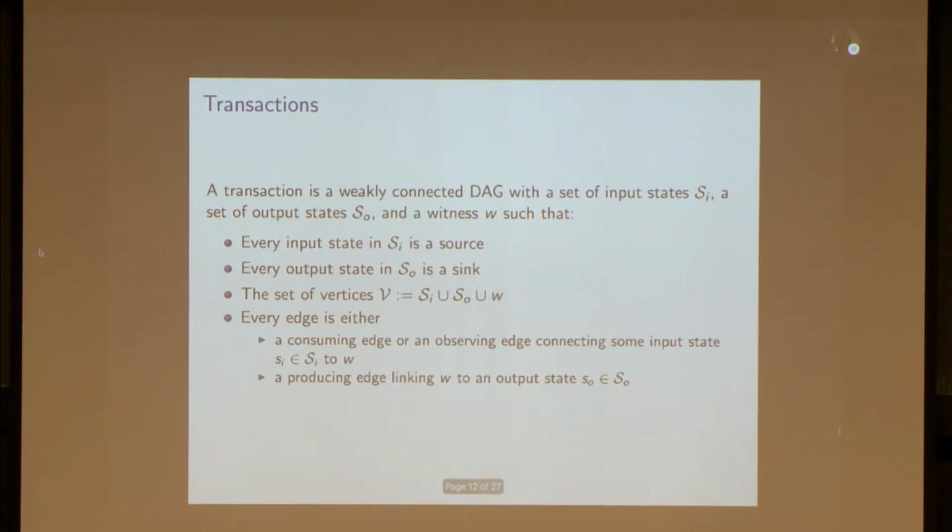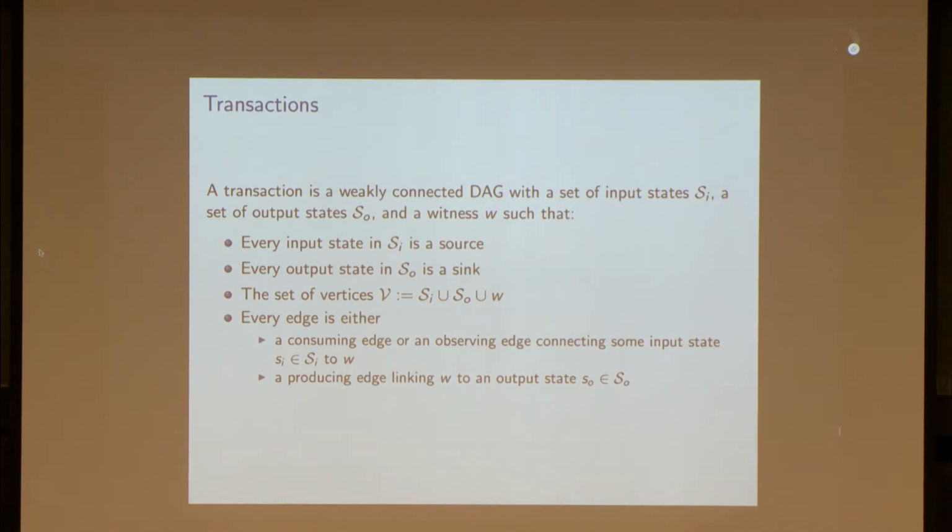Once we have defined vertices and edges, the other main part of our model is transactions. A transaction is modeled as a weakly connected DAG that has a set of input states, a set of output states, and a single witness. And these have to fulfill a set of requirements. In particular, every input state in a transaction must be a source, meaning that it has only outgoing edges. Every output state must be a sink, meaning that it has only incoming edges. And the set of vertices is composed of all the states and the witness itself.